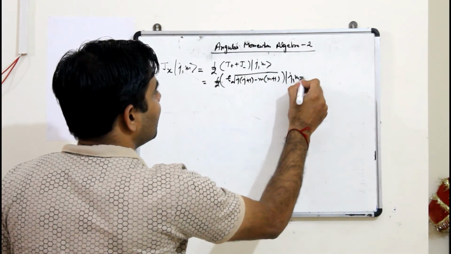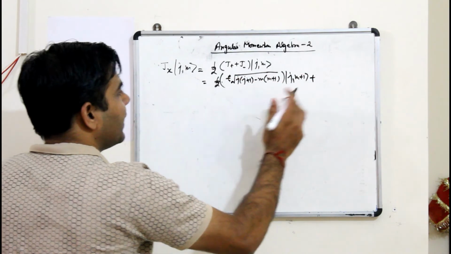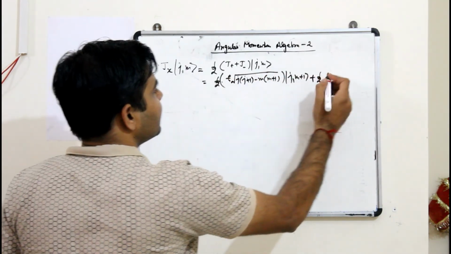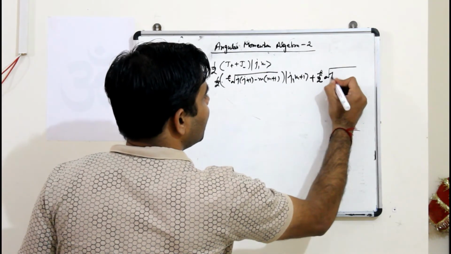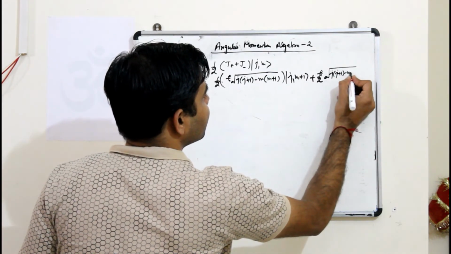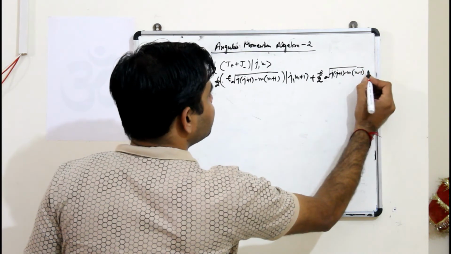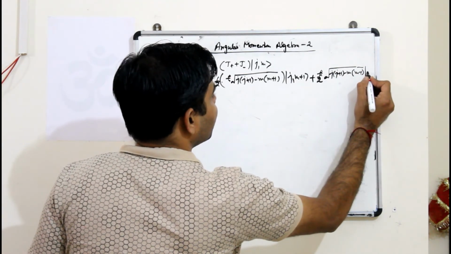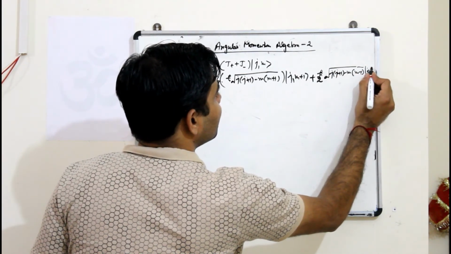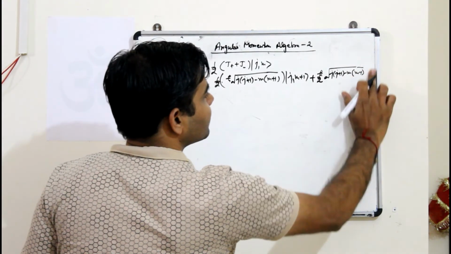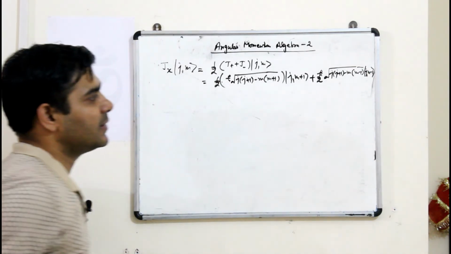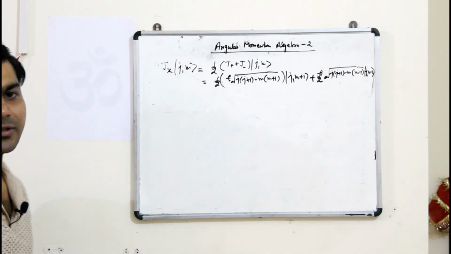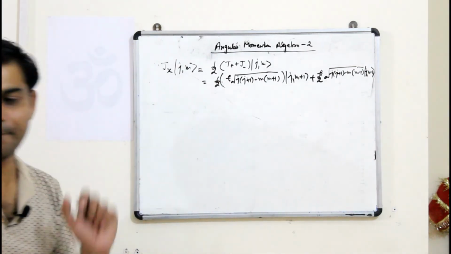|j, m+1⟩ plus half J minus acting on this. So this is going to be ħ, and K minus was under the root j(j+1) minus m(m−1), acting in the state |j, m−1⟩. That's what we get as the action of Jx on |j, m⟩.